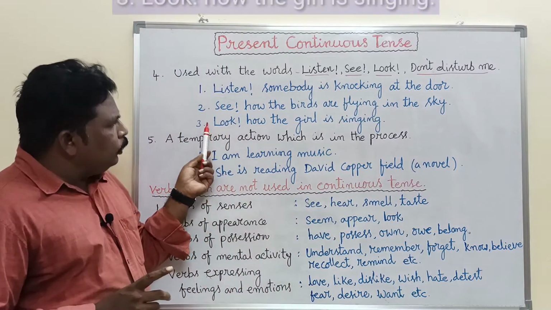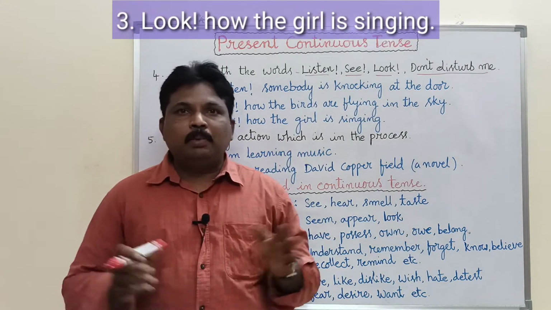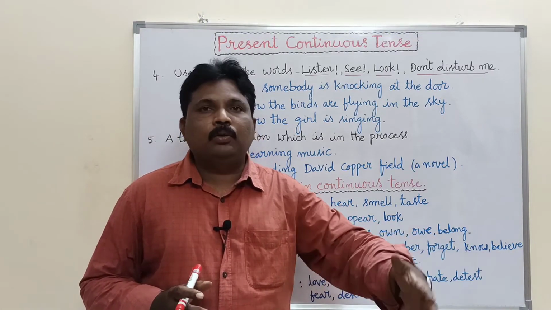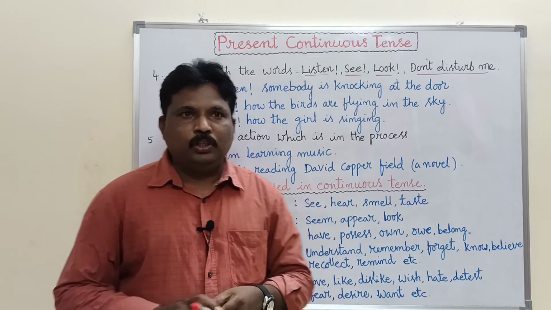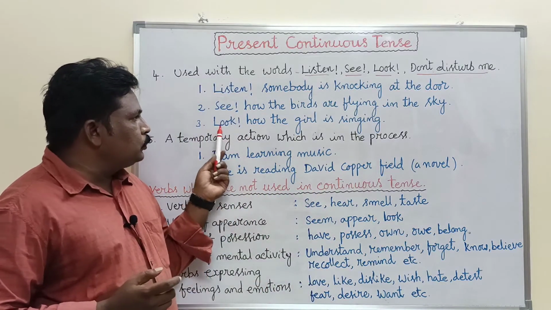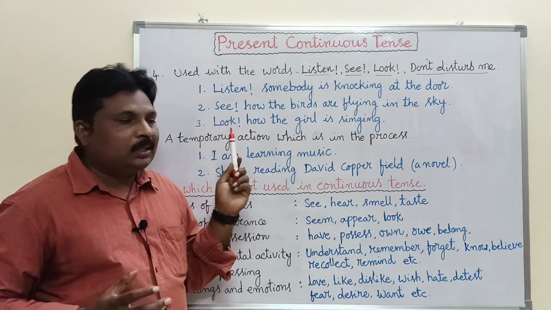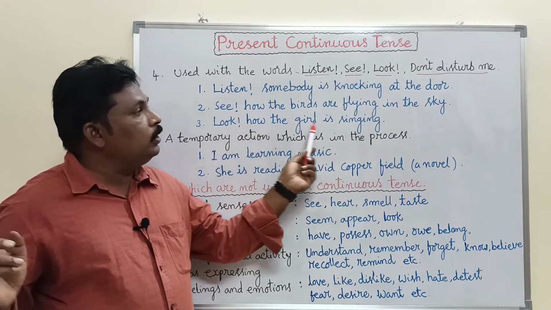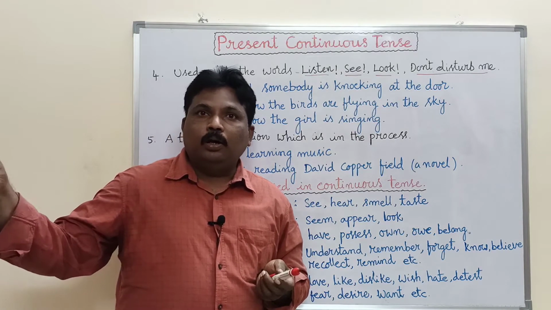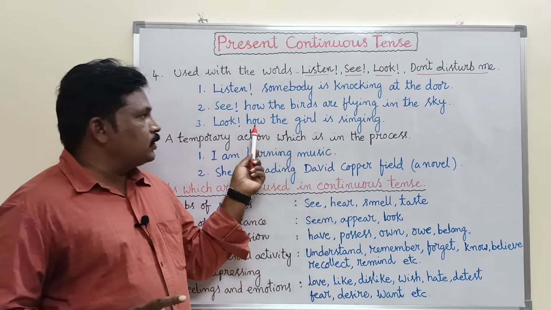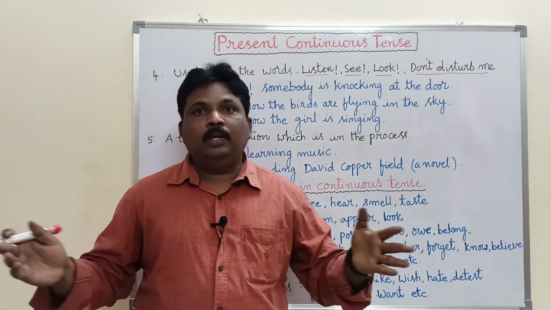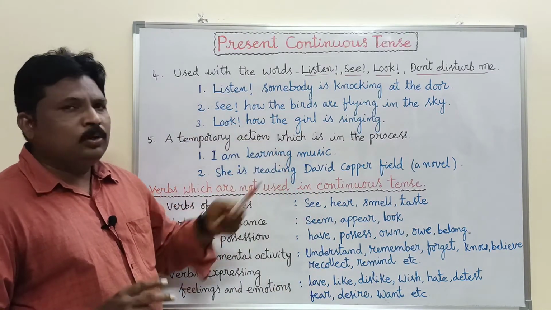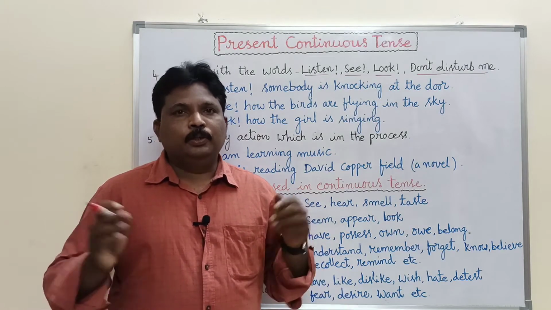So third example, look how the girl is singing. Imagine a girl is watching television and the remaining people are talking about something. In order to draw their attention, she uses the word look. When she utters the word look, all of them look at her and she says how the girl is singing. Looking at the television, she says how the girl is singing. Maybe as part of a program. So this is how present continuous tense is used.